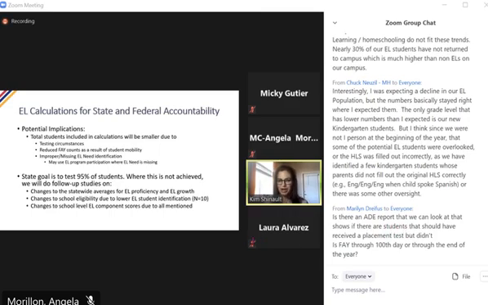And I mentioned that ideally we would have at least 95% of all of our students tested. And if or where this is not achieved, we are going to be doing follow-up studies to determine what that impact is on accountability. So for example, one of the things that we might be looking at are what are the changes to the statewide averages, in this case for EL proficiency or for EL growth. Also, we will be looking at changes to school eligibility.